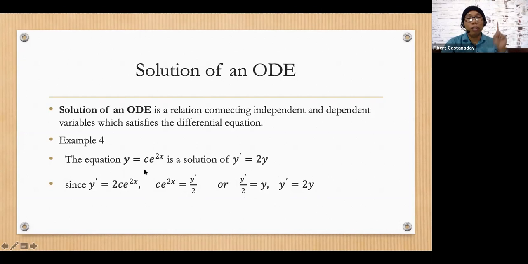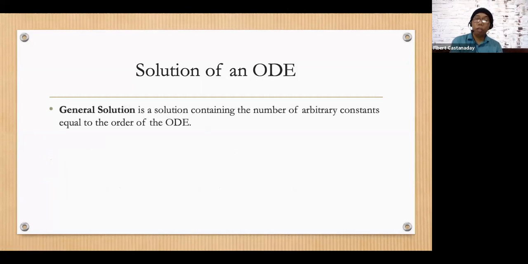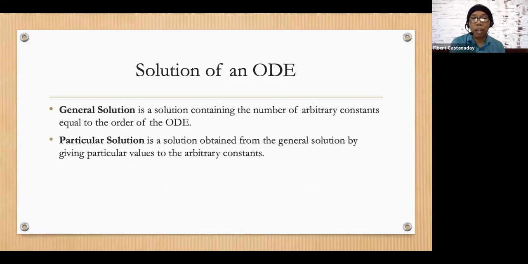So y equals c e raised to 2x is the solution whose differential equation is y prime equals 2y. Clear? Now, this is actually called a general solution, based on the types of solutions. There are two types: the general solution and the particular solution.